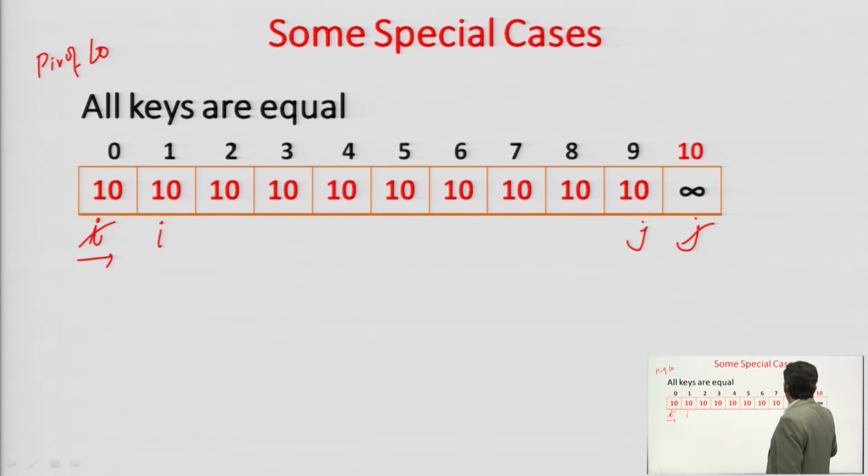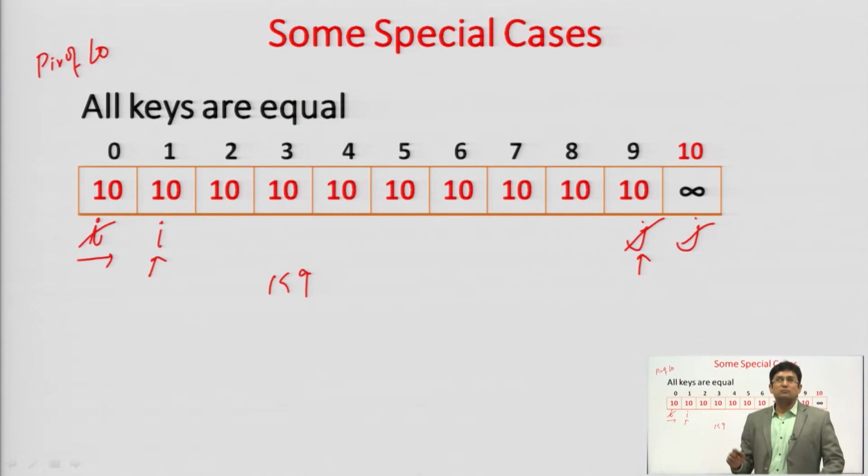Decrement this j, this element is smaller than the pivot, stop. So now i is less than j, i is 1, j is 9, so exchange these two, which will make no difference actually. 10 is exchanged with 10. Again repeat this step, i comes here, this element is equal to the pivot, we will stop. This element is equal to the pivot, we will stop.